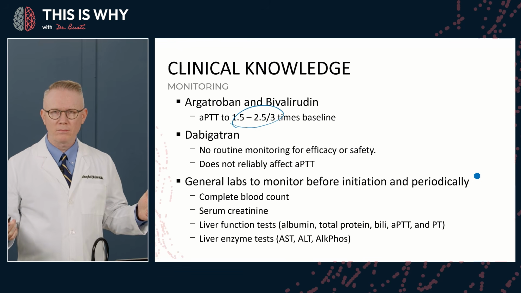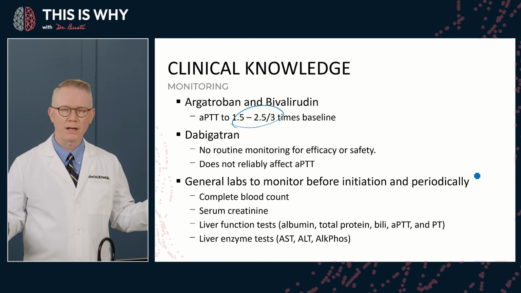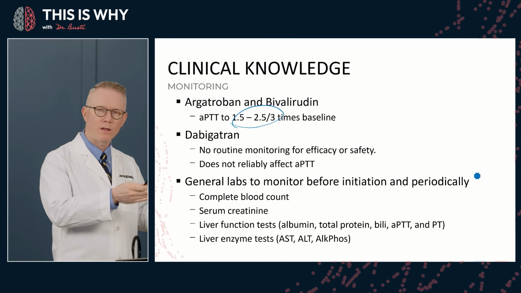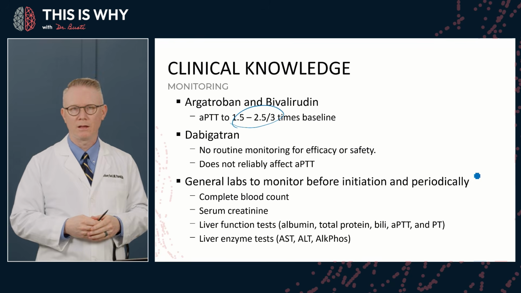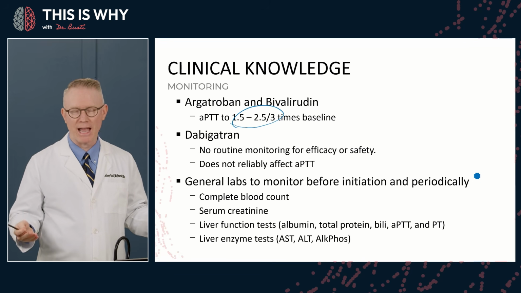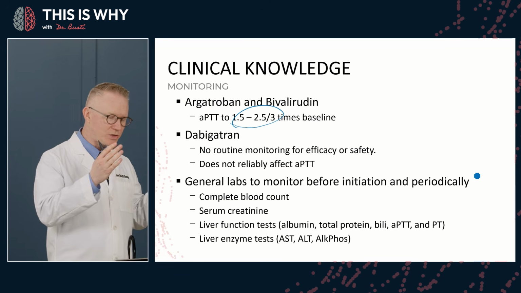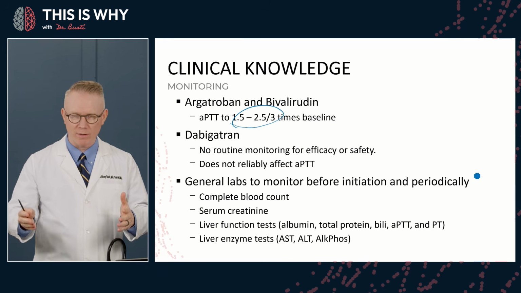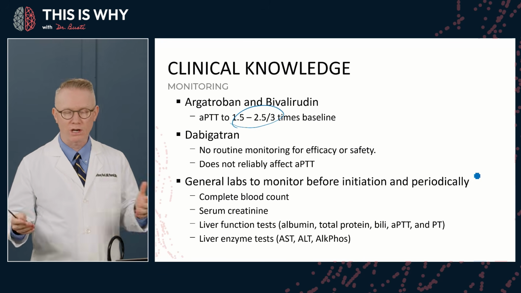But what are we worried about? Bleeding, right? I mean, we're making people at increased risk of bleeding. And so your first obvious one, outside of seeing actual blood, is that you will see interval changes in their hemoglobin and hematocrits. They'll start dropping.